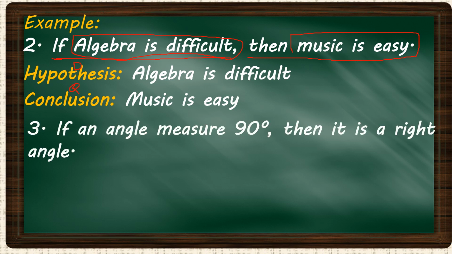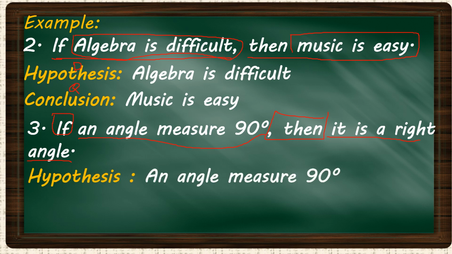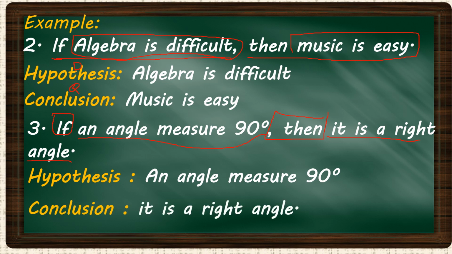For example number 3. If an angle measures 90 degrees, then it is a right angle. Again, our problem is to find the hypothesis and the conclusion. So for your hypothesis, that is an angle that measures 90 degrees. Remember, this is your if part. For your conclusion, it is a right angle. So that is the then part of your example. And to write your hypothesis, we have an angle measures 90 degrees. And for your conclusion, it is a right angle.